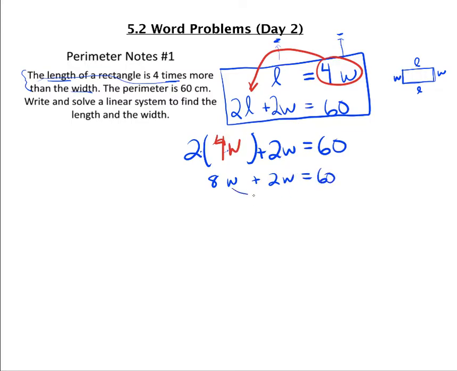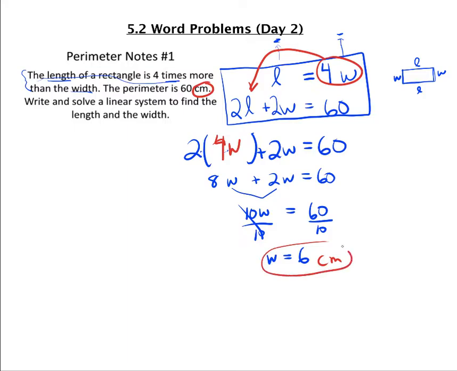Then I can combine these. Remember, it's not subtracting 2W, because then we would have to put the subtract 2W over on the right-hand side, and that makes it messy. We want the W's together. So 8W plus 2W is 10W. Bring down my equals, bring down my 60, divide both sides by 10, and W equals 6. And remember, we have to put our label, 6 centimeters. I noticed centimeters in my sentence up here, so 6 centimeters is my width.